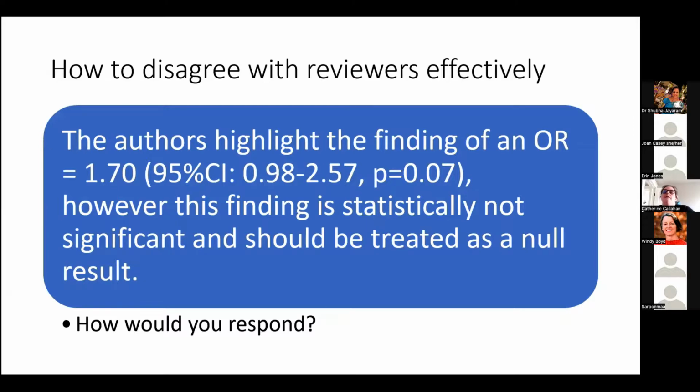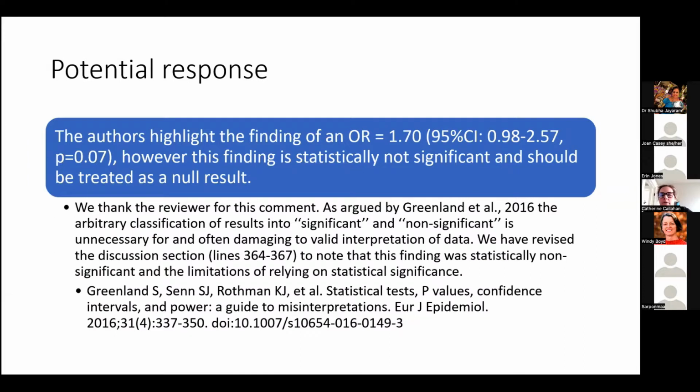So as an example of how to disagree with the reviewers effectively, if a reviewer is telling you that you should not treat this borderline statistically significant finding as a finding and you should consider it a null result, how would you respond? So the best way to respond would be to be respectful, but also provide a strong rationale for not complying with the results. So in this instance, I've included a citation that the classification of results into significant and non-significant is arbitrary, and that we've added this to the discussion section as well.